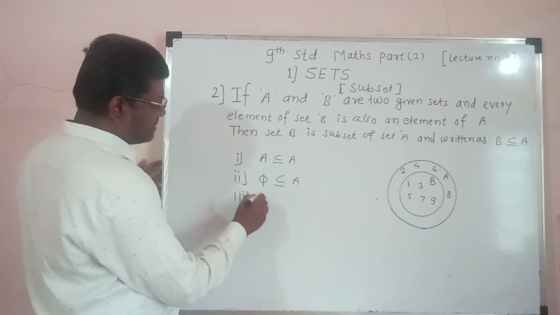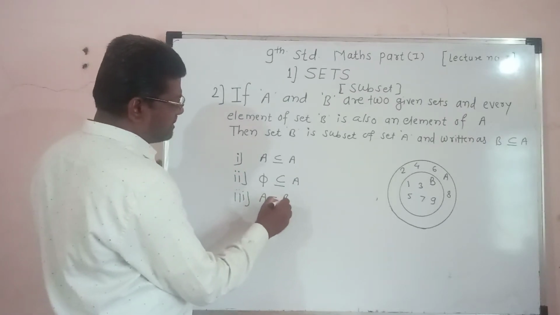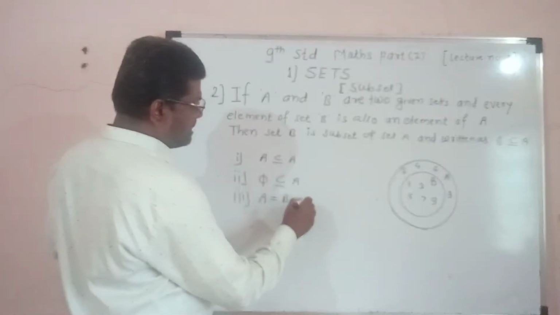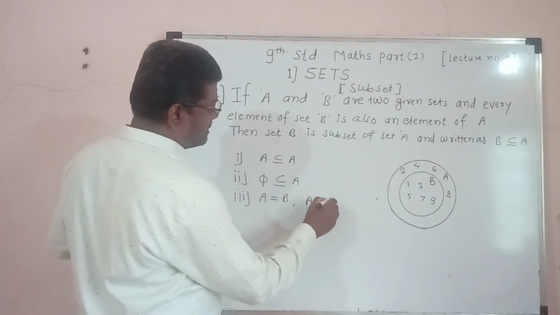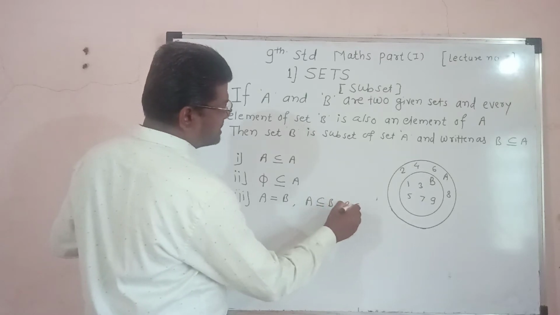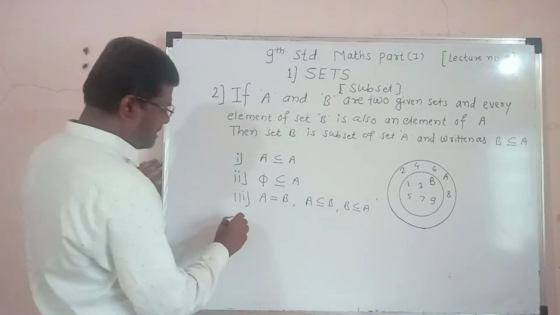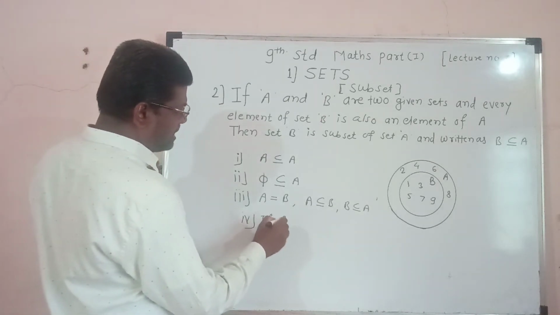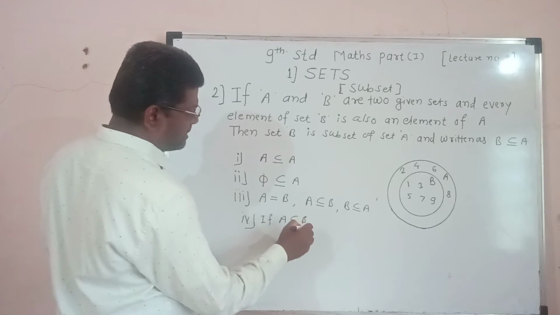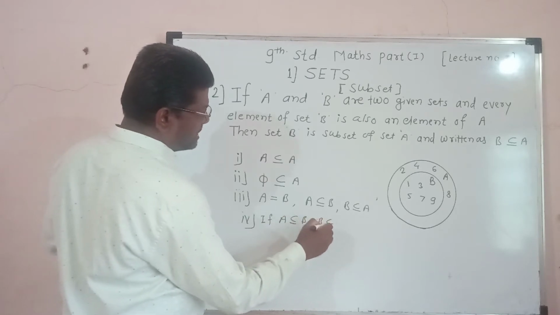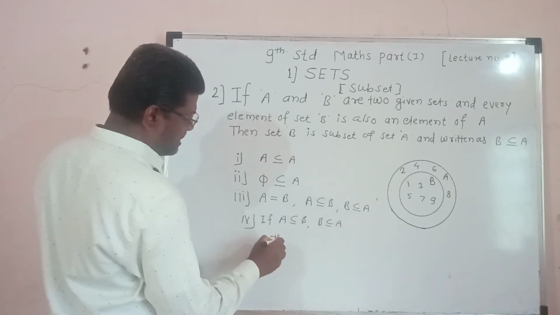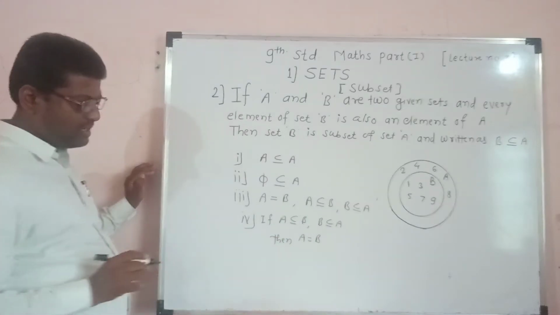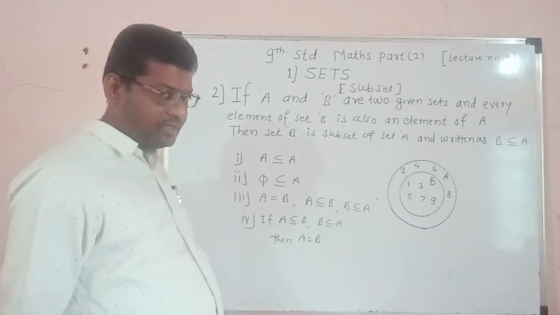If there are two sets A and B and the sets are equal sets, that is A is equal to B, then A is a subset of B and B is a subset of A. And number 4 is if A is a subset of B and B is a subset of A, then we can write A is equal to B.